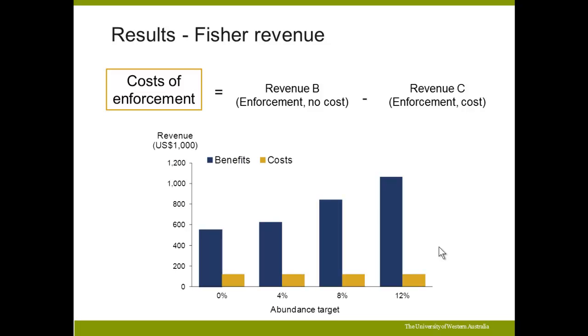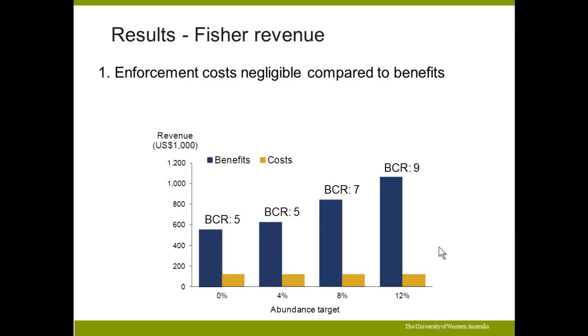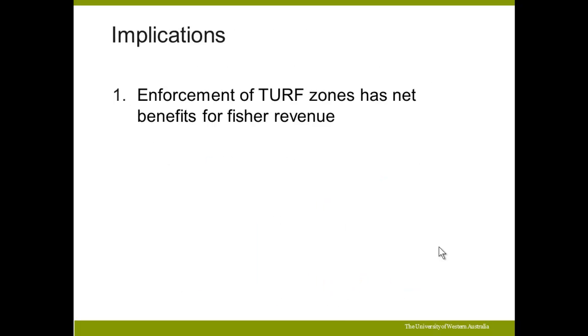You can see from the graph that our enforcement costs are quite negligible compared to the benefits. Our benefits are much larger. There are also benefit cost ratios all greater than 1 and quite a bit greater than 1. So with no abundance target, we have a benefit cost ratio of 5, all the way up to just under 9 with our higher abundance target. So the implication of this is that enforcement of turf areas has net benefits for fisher revenue.